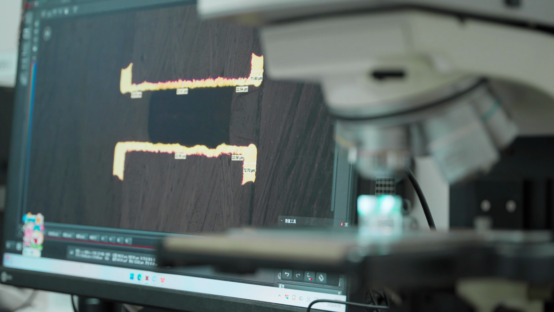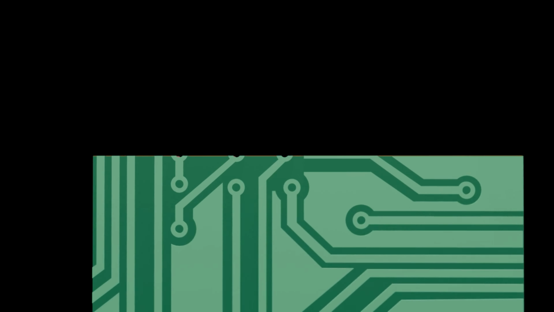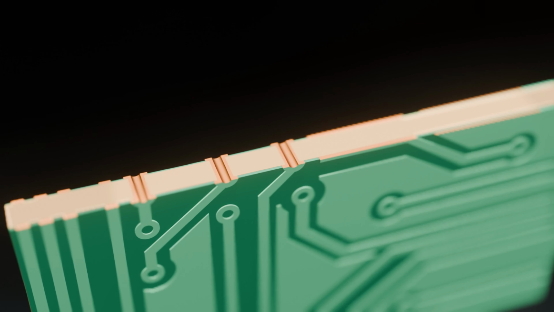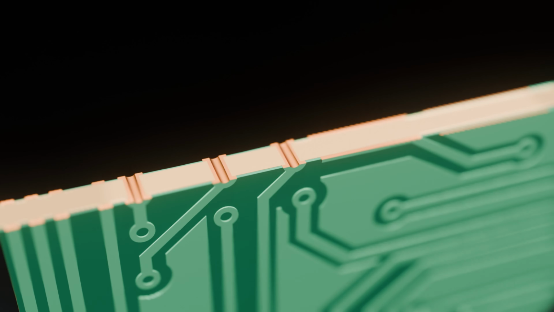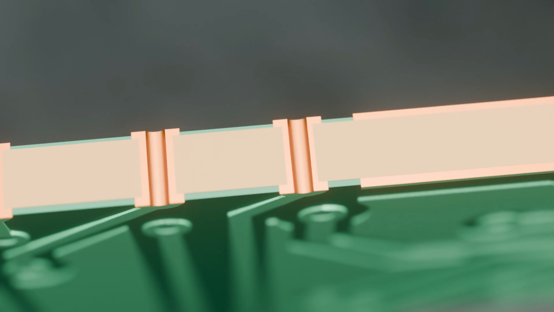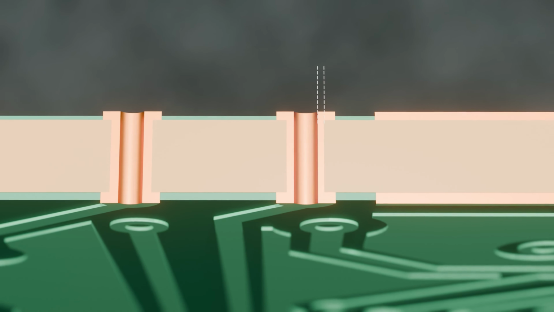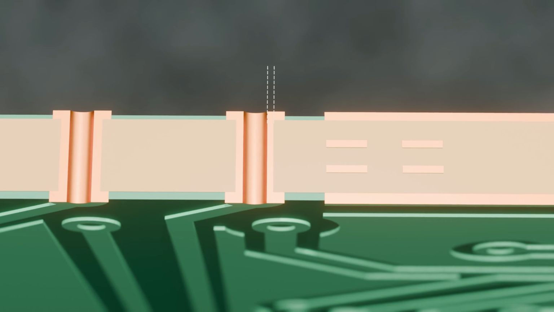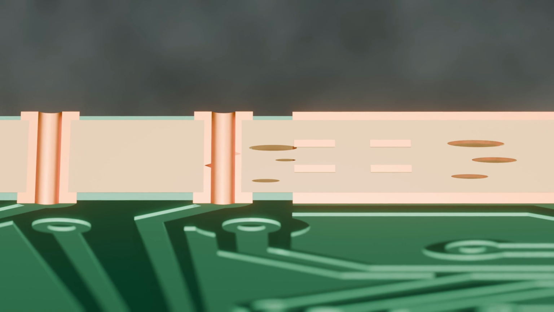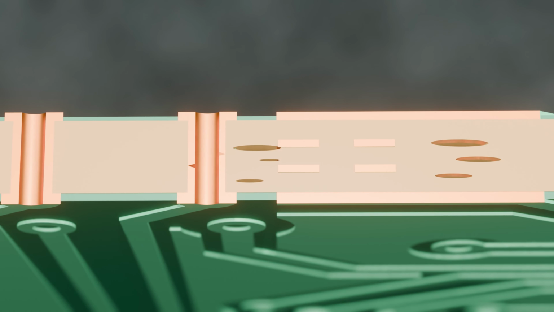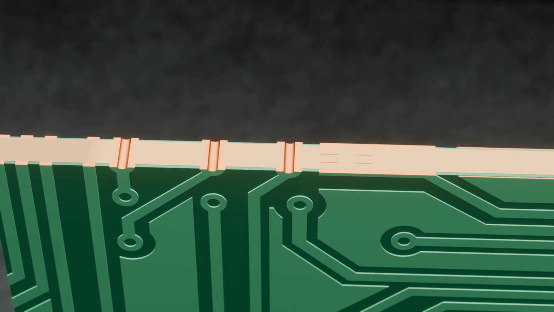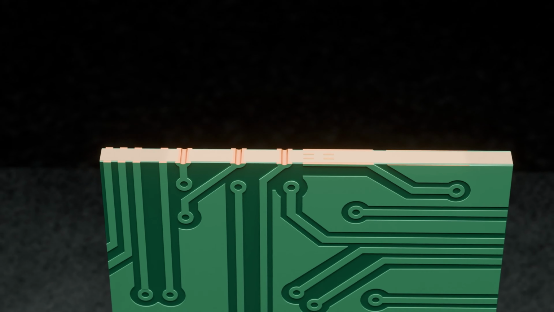performed. PCB cross-section analysis is a destructive testing method used to evaluate the internal structural quality of printed circuit boards. It reveals internal structures such as copper plating thickness, hole wall quality, and layer alignment, as well as hidden defects like voids, cracks, resin smear, and delamination. This process is critical for quality control, failure analysis, and ensuring the PCB meets IPC quality requirements.